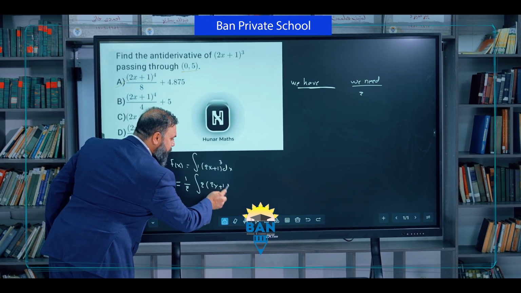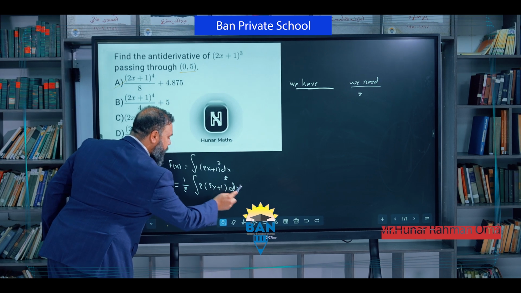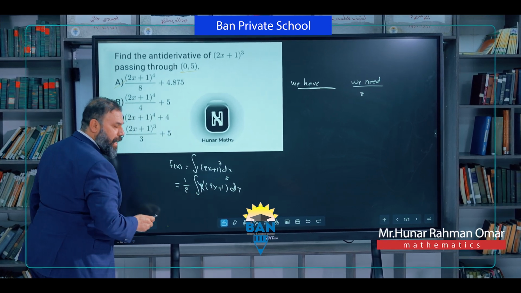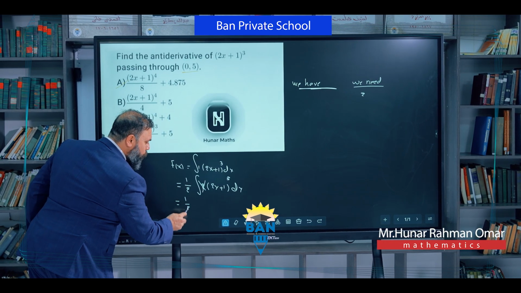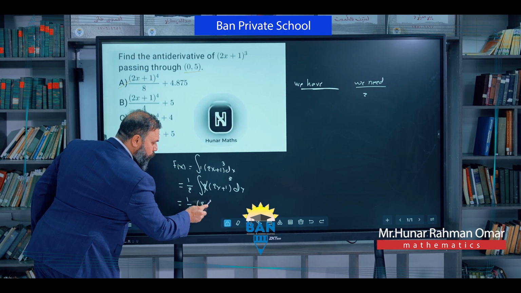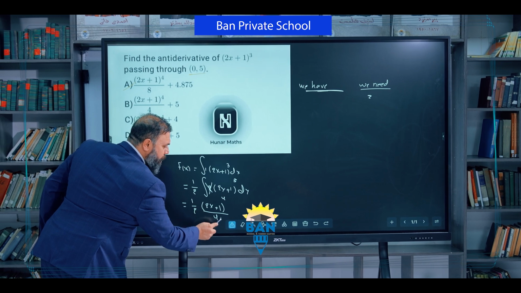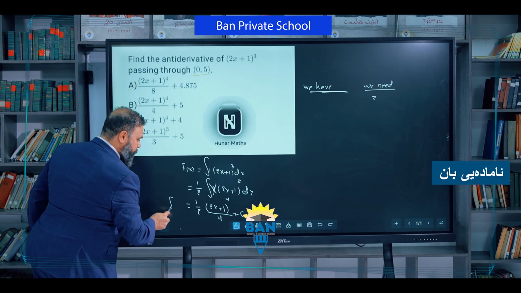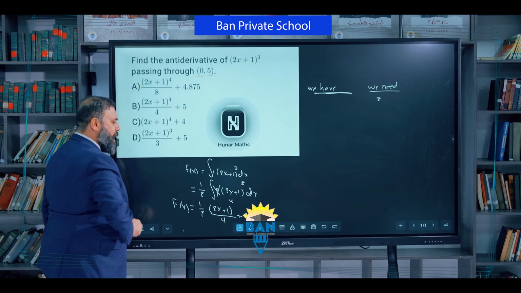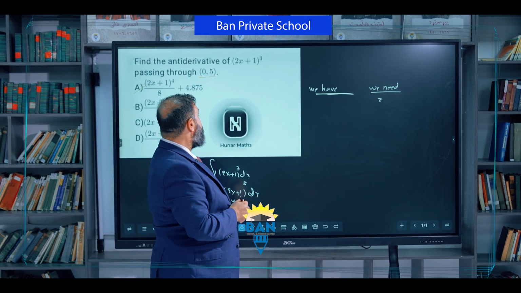When you get the derivative inside, outside, you can remove this one and add to the power of the parenthesis 1. So (2x + 1) to the power 4 over 4 plus c. This is the function and the antiderivative, but we need the unity.